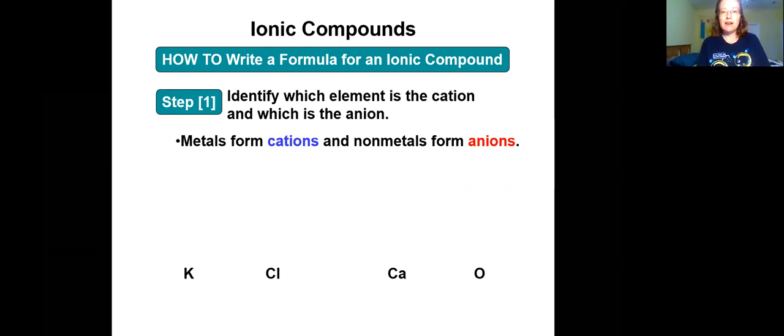What about Cl? He's right underneath fluorine over in group 7A. What does that make him? Metal or non-metal? Non-metal. So he's going to form an anion. Metal, non-metal. Calcium's in group 2A. That makes him a metal. Oxygen's way over on the right in group 6A. Oxygen is a non-metal.